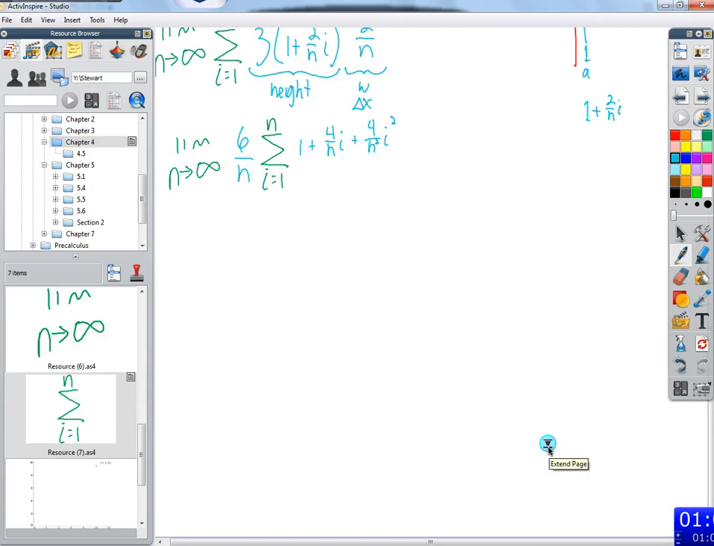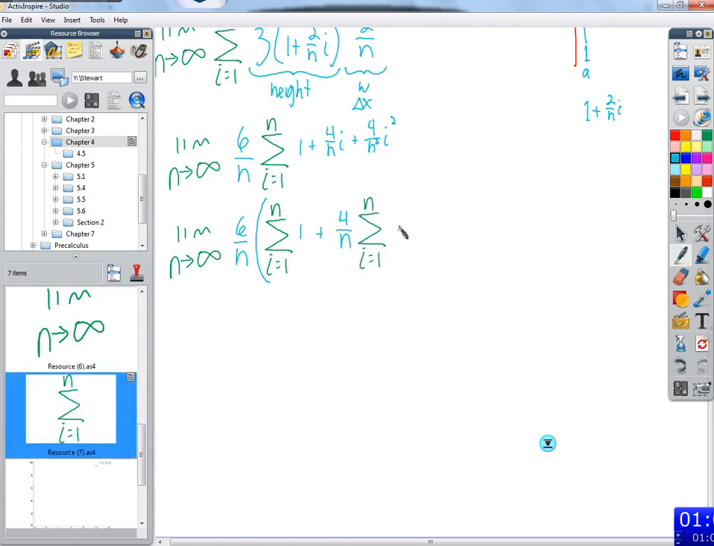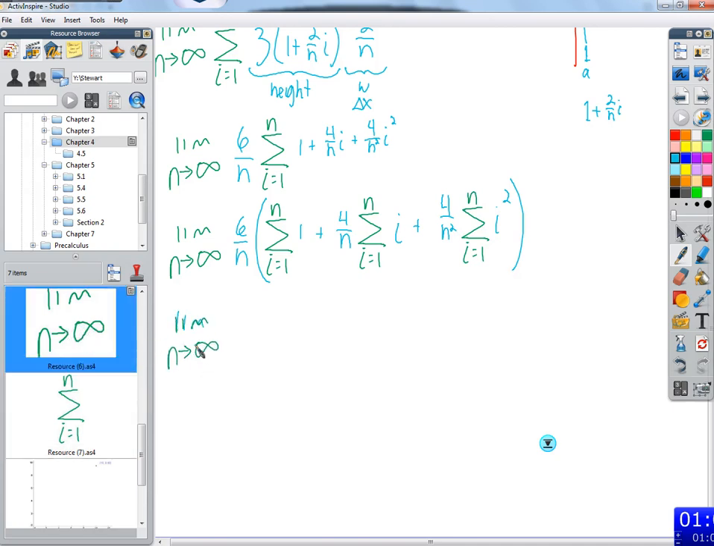Do you want to separate these now? Yep, now we want to separate them. So this 6 over n is going to get multiplied by this, which we're going to split apart into several different sums: 1 plus 4 over n, where we pull out that constant multiple of 4 over n, plus 4 over n squared. Now we can use a formula on this.